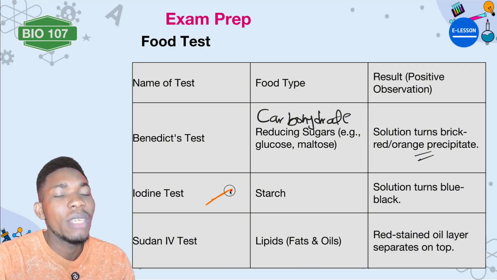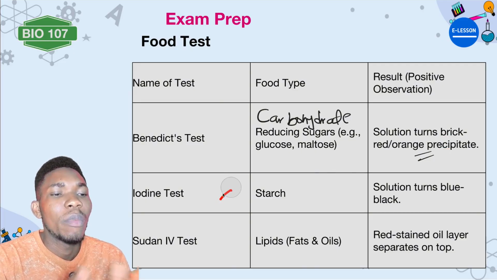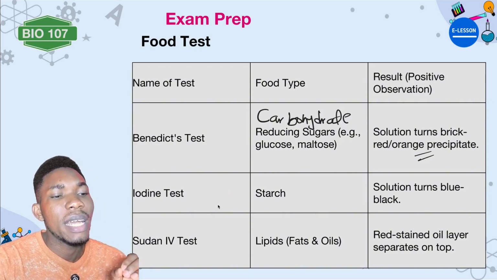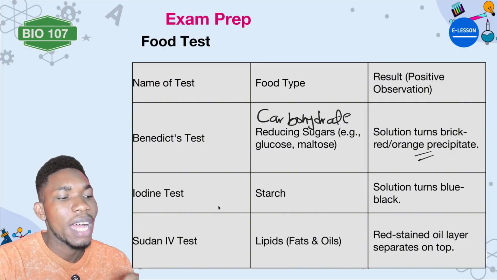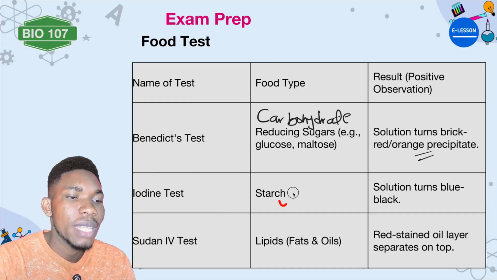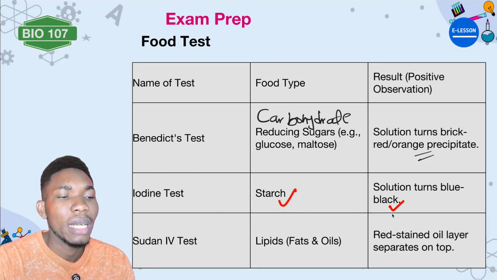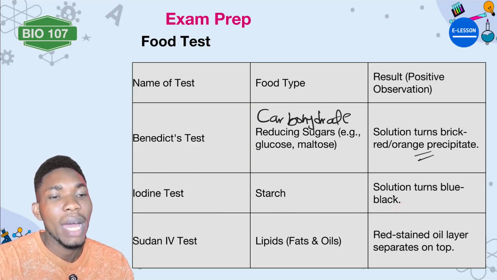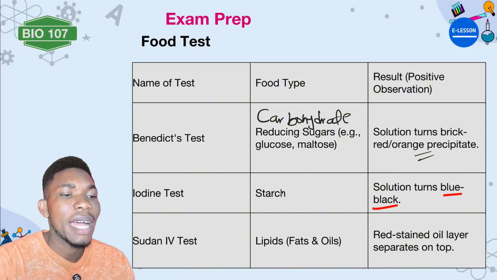All right. The next one is iodine test. Now, my dear students, iodine test is used to test for starch. Is that okay? Iodine test is used to test for what? Starch. And the solution turns blue black. Iodine test is used to test for starch, and the solution turns what? Blue black. So if you put iodine plus any sample given to you, any substance given to you, and it turns blue black, know that starch is what?